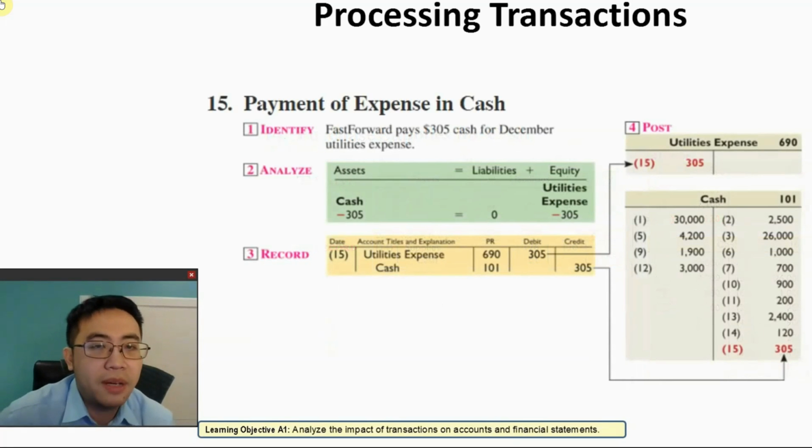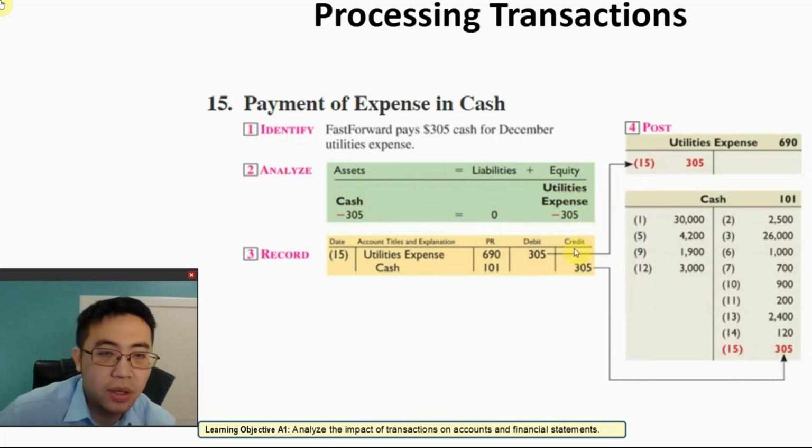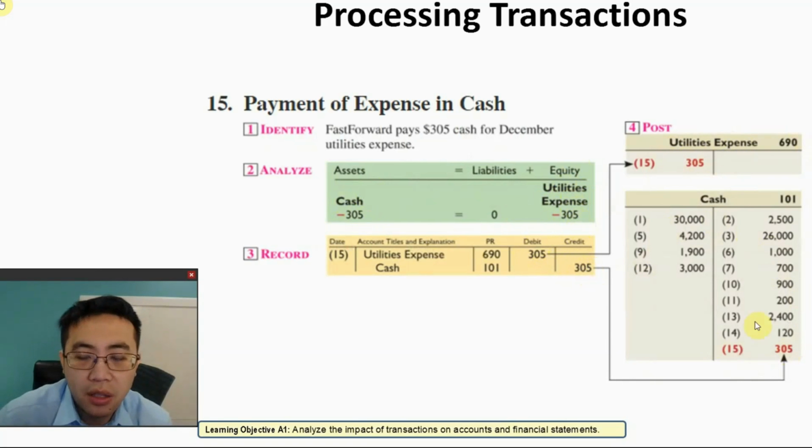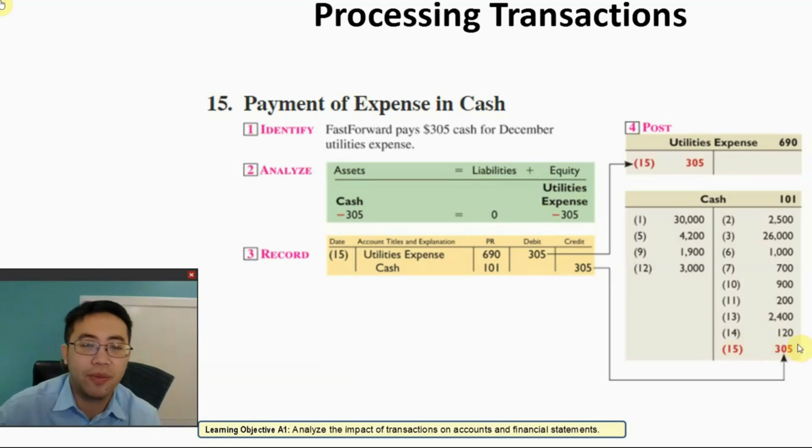Number 15, payment of expense in cash. Well, expense is a negative equity, as I have addressed a long time ago. So you have a $305 cash deduction due to the payment, and also your equity got reduced by $305. So the cash got reduced as the credit, and expense is incurred, so that's a debit. So this is the ledger for expense, and on the ledger of cash, you just have another input, which is a $305 credit or a deduction of cash.